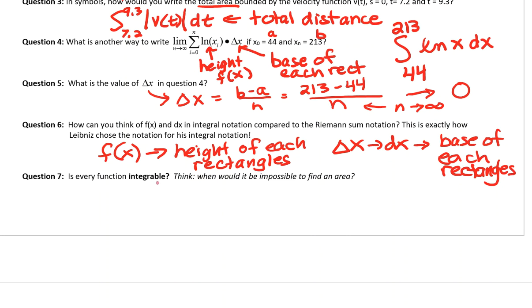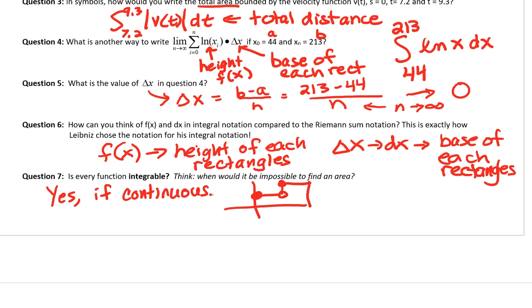Is every function integrable? Is it always possible to find an area? Yes, if continuous, then it's very easy to divide the region into rectangles. And a jump discontinuity wouldn't even cause trouble if there's a finite number of them. So for example, if I had a step function, could I still find the area here by adding up these two rectangles? So a finite number of jump discontinuities is okay.